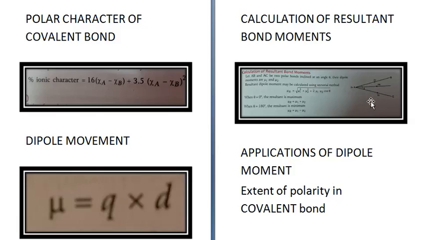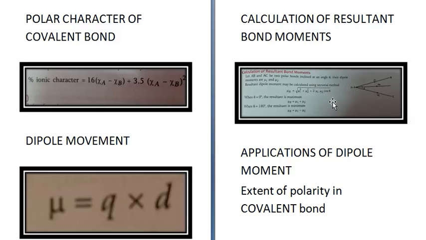Now the resultant dipole moment can be calculated using the vectorial method, which is given by the formula mu r is equal to the square root of mu1 square plus mu2 square plus 2 mu1 mu2 cos theta. Again I am repeating, mu r, where r is the resultant dipole, is equal to the square root of mu1 square plus mu2 square plus 2 mu1 mu2 cos theta.